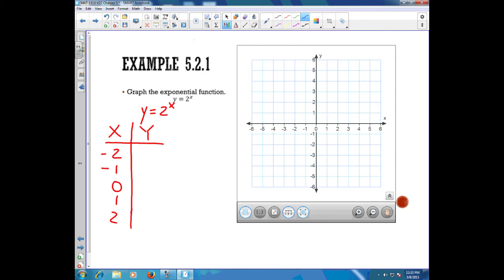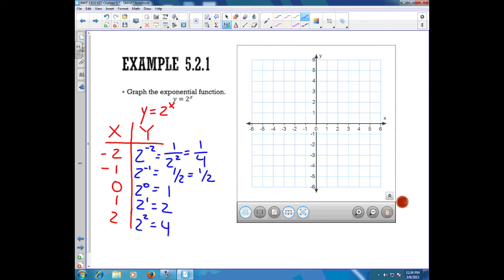And now we're going to plug these numbers in for x. 2 to the -2 power is the same thing as 1 over 2 squared, which is 1/4. 2 to the -1 power is 1 over 2, which is just 1/2. 2 to the 0 power, anything to the 0 power is 1. 2 to the first power is just 2. And then 2 to the second power is 4. So throughout that table, we were just plugging in the x values as exponents for 2.